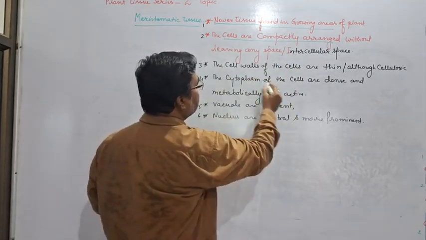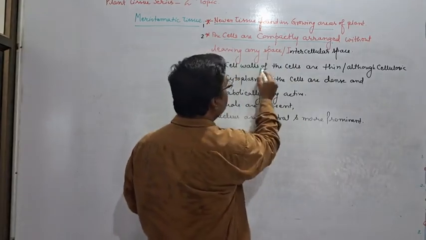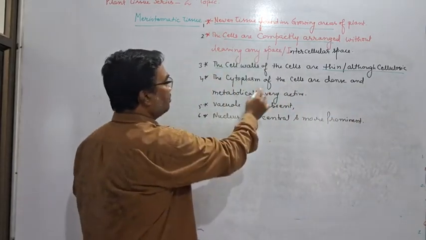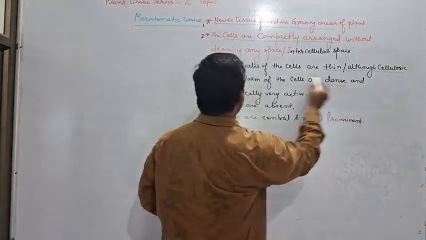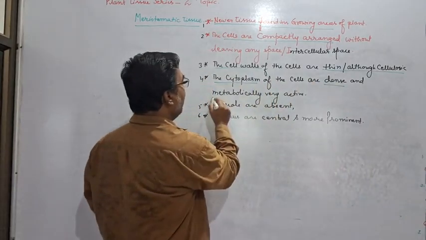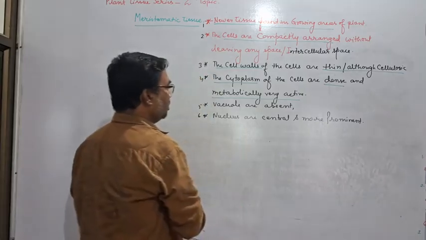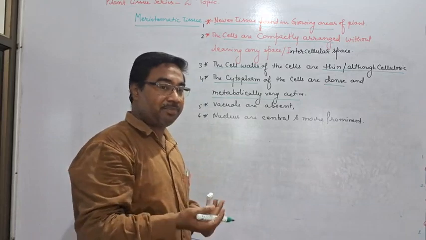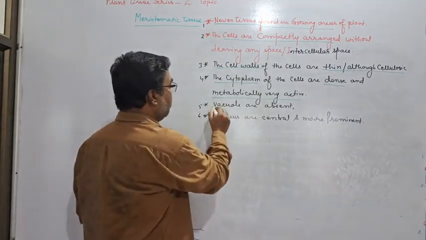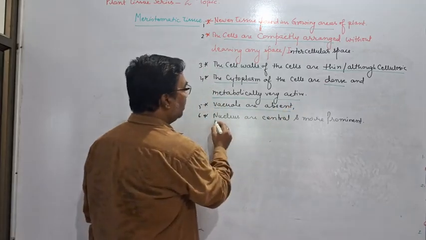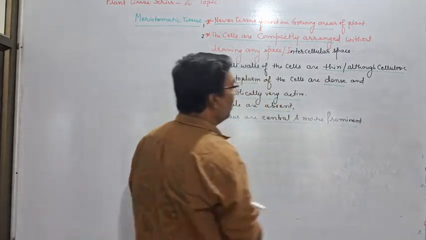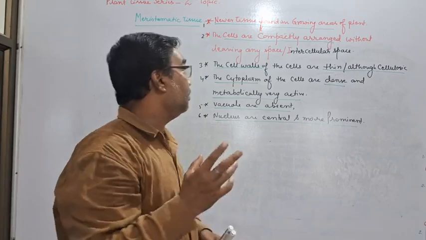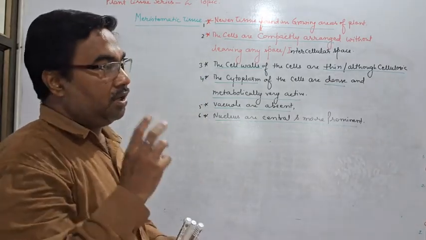The cell walls are thin, almost cellulosic. Cytoplasm of the cells is dense and metabolically very active, so that the nutrition process, the photosynthetic process, the respiration process will remain faster there. Vacuoles are absent, nucleus is central and more prominent. These 5-6 are the characteristics of the meristematic tissue.